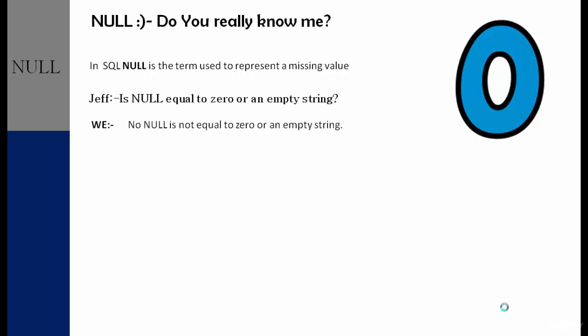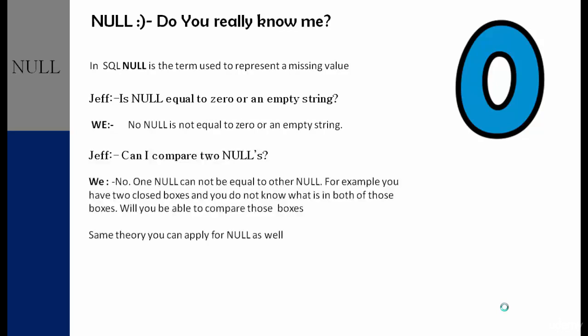Is null equal to zero or an empty string? No, null cannot be equal to 0 or any empty string. Can we compare two nulls? No, one null cannot be equal to another null. For example, if you have two closed boxes and you do not know what exactly is in both, will you be able to compare them? The same theory can be applied to null as well.